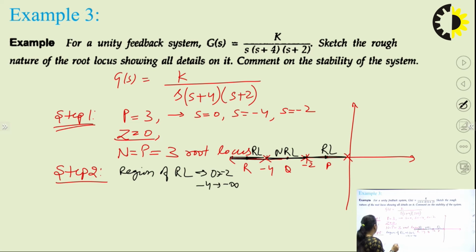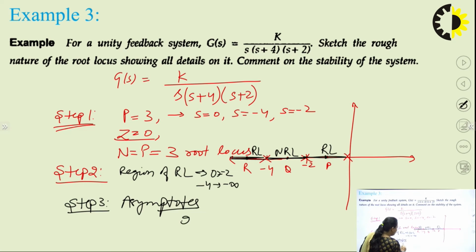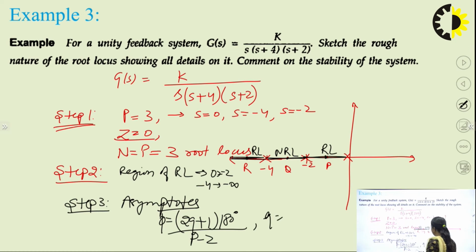Now step 3 is to find out the number of asymptotes. So asymptotes can be calculated with the formula 2q plus 1 into 180 degree upon p minus z, and q will be here equal to 0, 1, till p minus z minus 1. So here p minus z is 3 minus 0, minus 1, that means 2. So there will be 3 asymptotes for this system, phi 1, phi 2, phi 3, and I'll calculate it for q equals 0, 1 and 2.